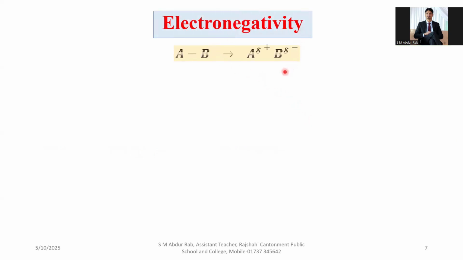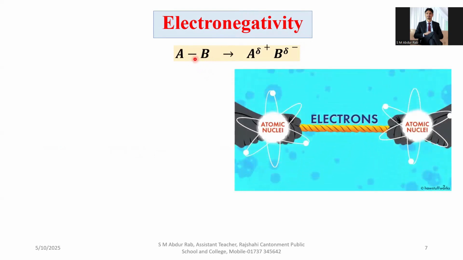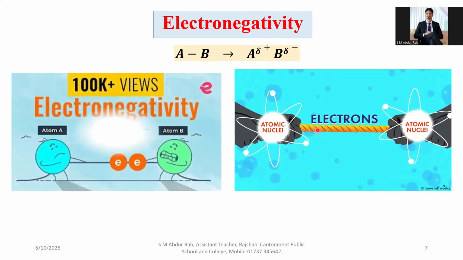Now, electronegativity. When two non-metals form a covalent bond, they share two electrons. The tendency of an element to attract these bonded electron pairs towards itself is called electronegativity. Here two atoms attract these two electrons, and what happens? B attracts more, so B forms a partially negative ion, and A attracts less, so A forms a partially positive ion.